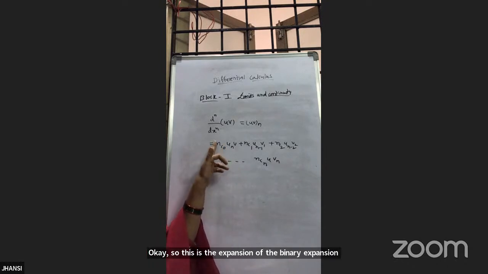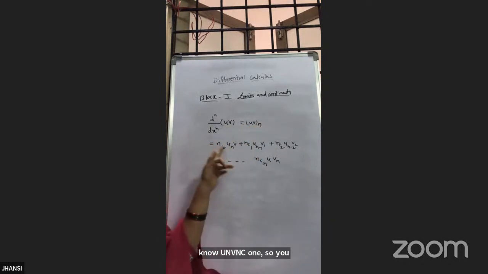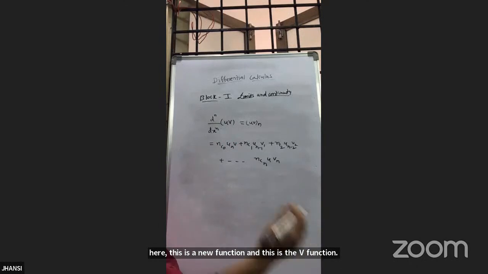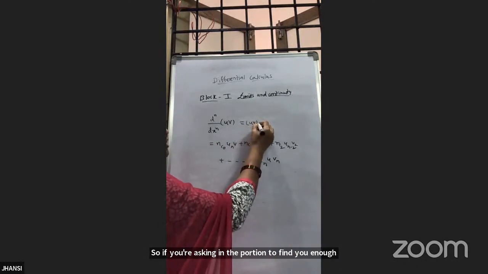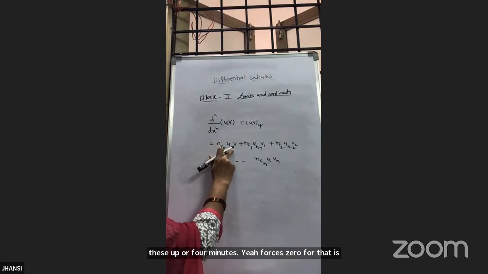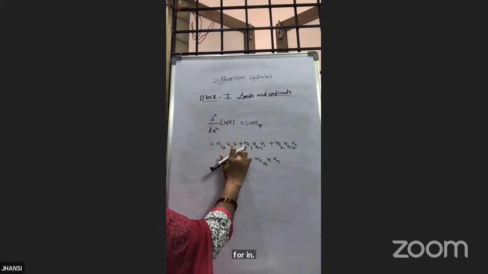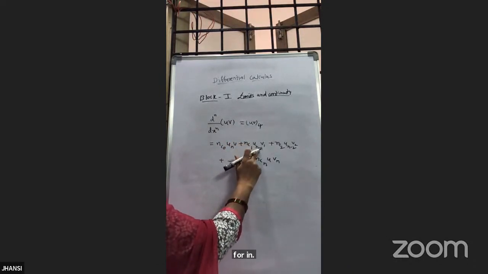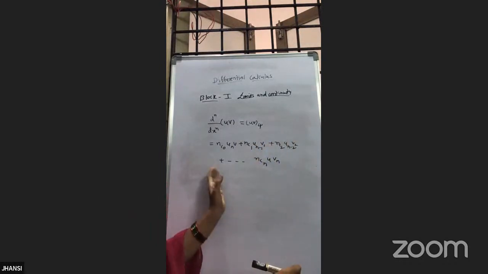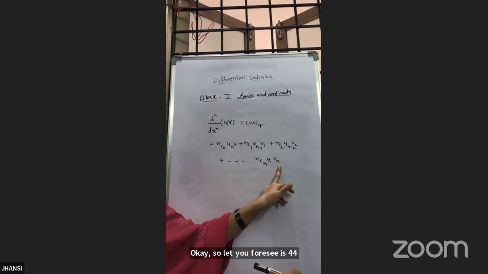So that is in the form of nC0 u^n v, nC1, so you are expanding these two. That means here this is the u function and this is the v function. So if the question asks to find the 4th derivative of uv, that means here 4C0 u4 v plus 4C1 u3 v1, 4C2 u2 v2, and so on, so here 4C4 u and next v4 you will get.